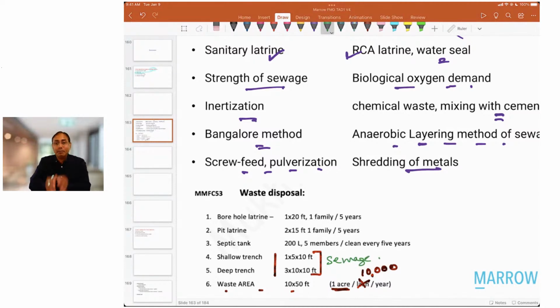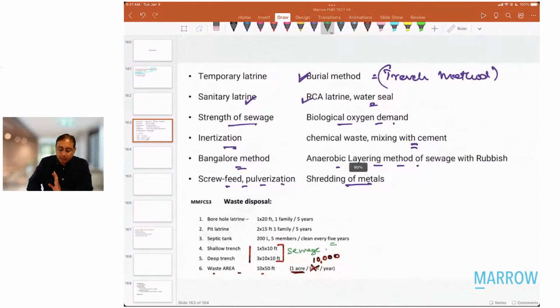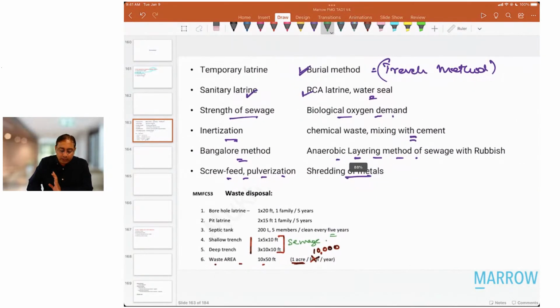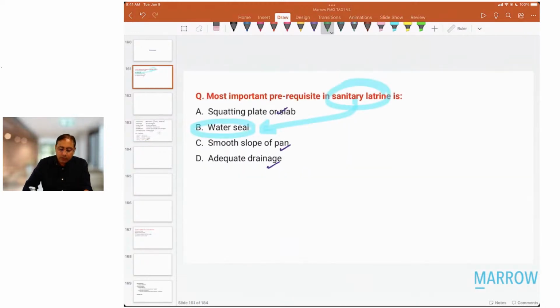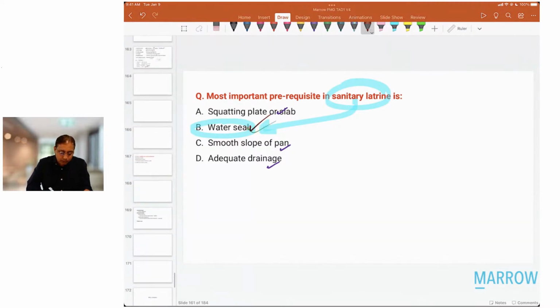Sewage disposal, septic tank minimum should be 200 liters which should be cleaned every 5 years. Many times they ask you this question, this is very frequently asked in your exam. This is also a 3-star MCQ topic about waste disposal methods in India. So if you understand this, it's a direct answer. What is the best way for sanitary latrine? Answer is, it is a water seal.